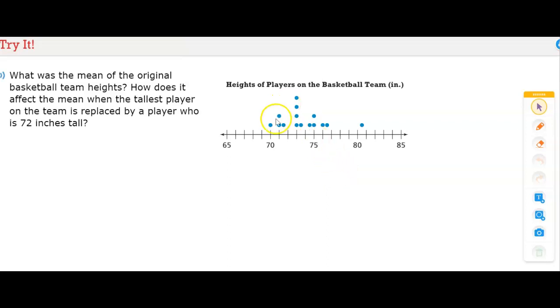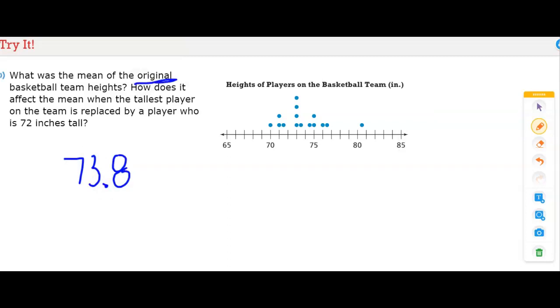And so the number of players is 1, 2, 3, 4, 5, 6, 7, 8, 9, 10, 11, 12, 13, 14, 15. So these are the original heights, and there's that many. So you're going to divide by that number, and then you're going to get 73 and 8/10. So 73 and 8/10 is going to be the original mean of the heights of the players.